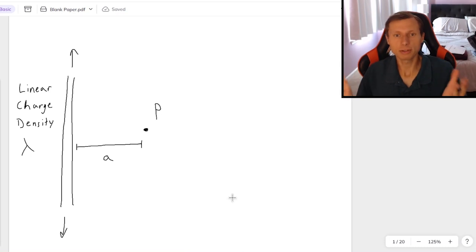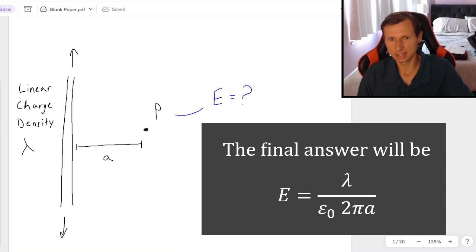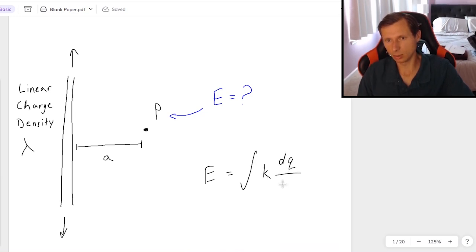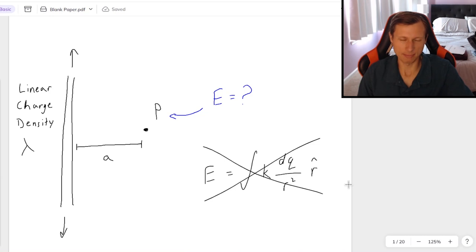So how are we going to find the electric field at point P? That is the question. So here's what we're going to do. When we have an infinite line of charge like this, we are not going to do that silly equation E equals the integral of K dq over r squared r hat. Yes, it does work, but this is ridiculous. We're not going to do that. Instead, we're just going to use Gauss's law.